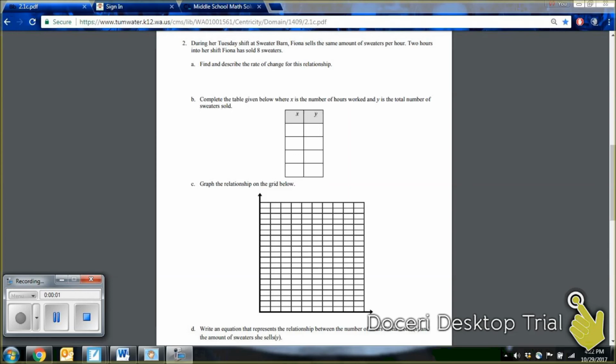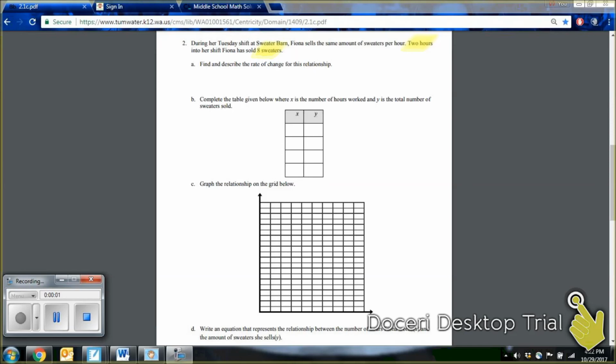Okay, so let's look at what this is saying. A asks us to find and describe the rate of change, and then B asks us to complete a table. C asks us to make a graph from all this. So let's start back up at the top. The first thing I want you to do is to highlight or circle or underline any numbers that they've given us in question 2. Okay, so if we look at our numbers that we've highlighted, we should have had 2 hours and 8 sweaters marked.